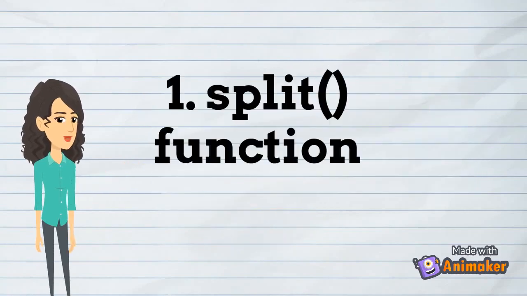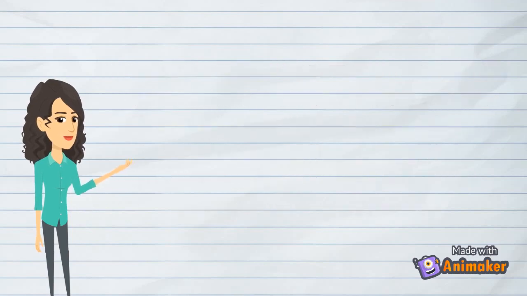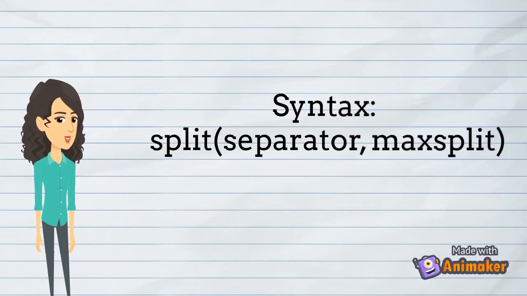In Python, this function splits the string into a list of multiple substrings using the delimiter. The default delimiter is a white space. Therefore, this function can be used without passing any parameter. And this is the syntax of the split function.